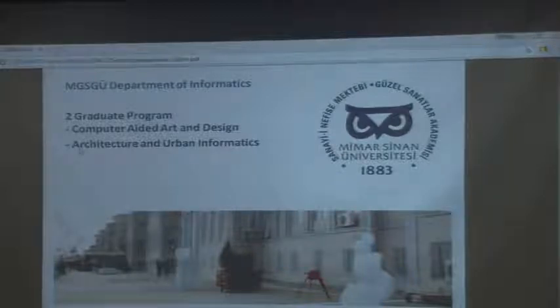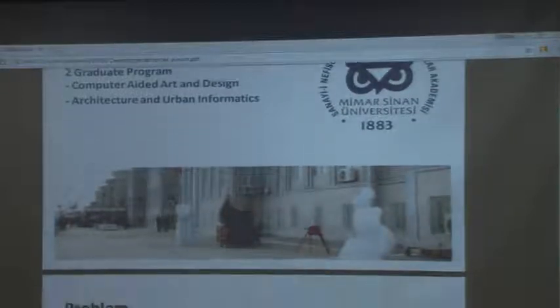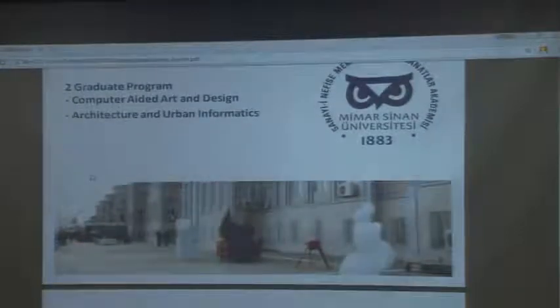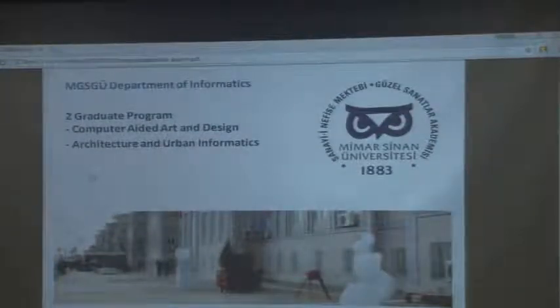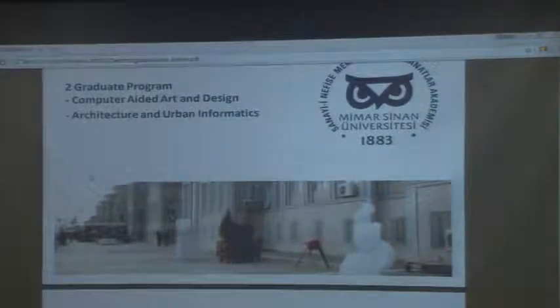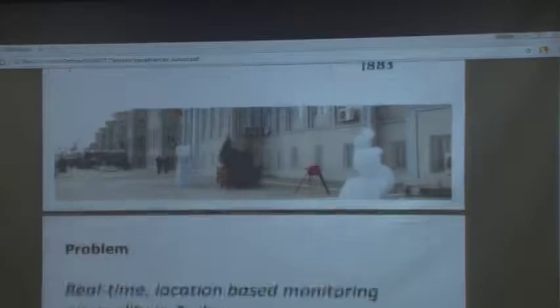So this is what we're doing for the last 3 years in Mimar Sinan. We have 2 campuses, so we're in the Bomonti campus. This is very well known for the campus of the university, which we did GeoAdvances last year, actually.